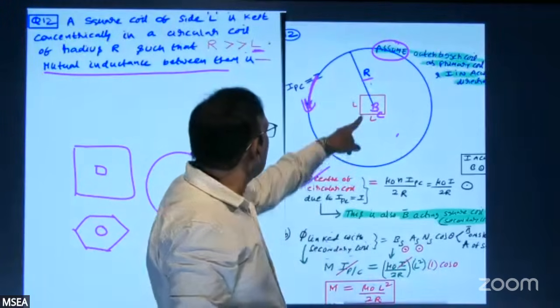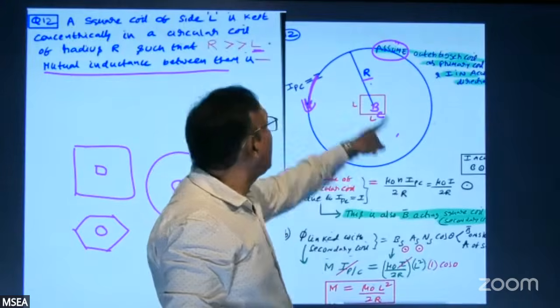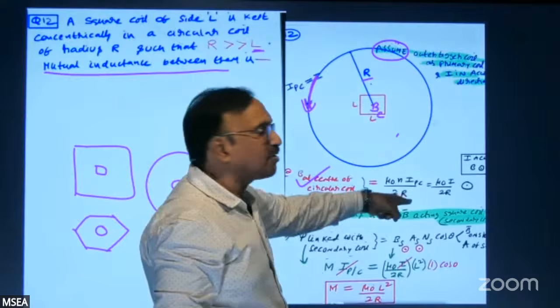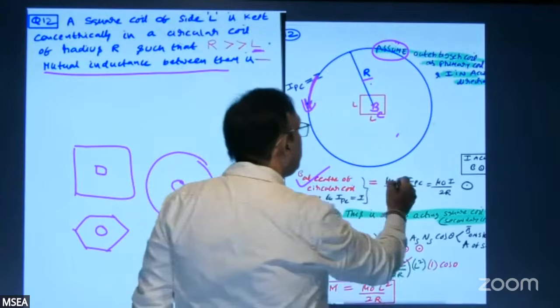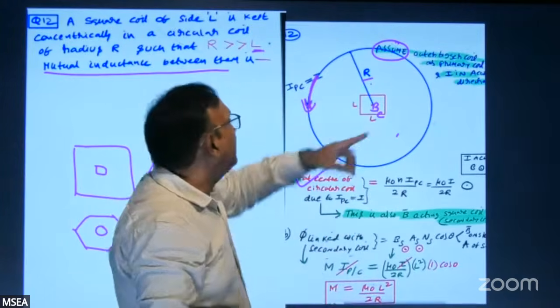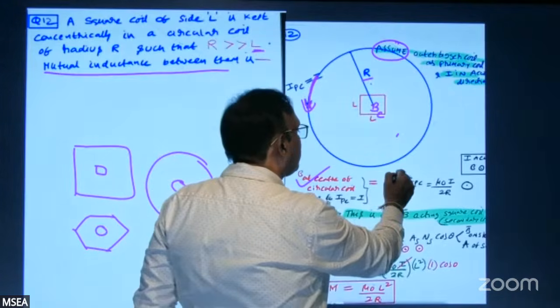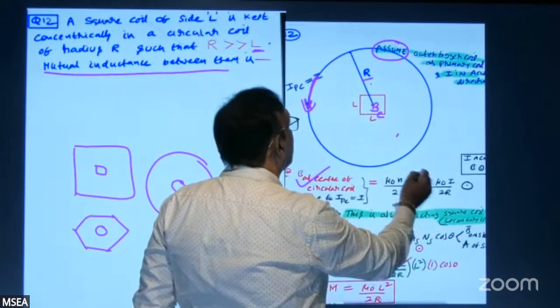So B at the center is mu naught N I by 2R. I means current flowing through the primary coil, R is the radius of this coil. Unless said, we are talking about one particular turn there. So mu naught, number of turns is 1, mu naught I by 2R.